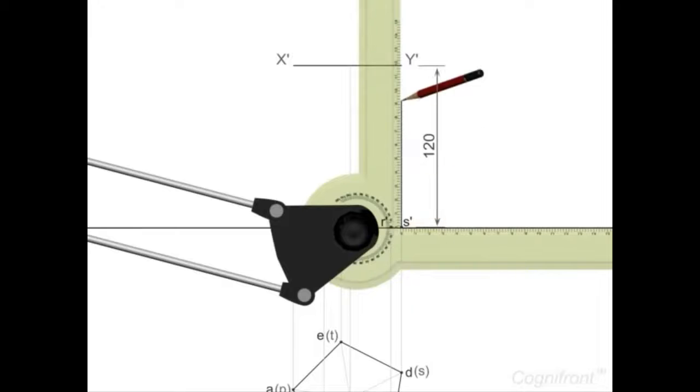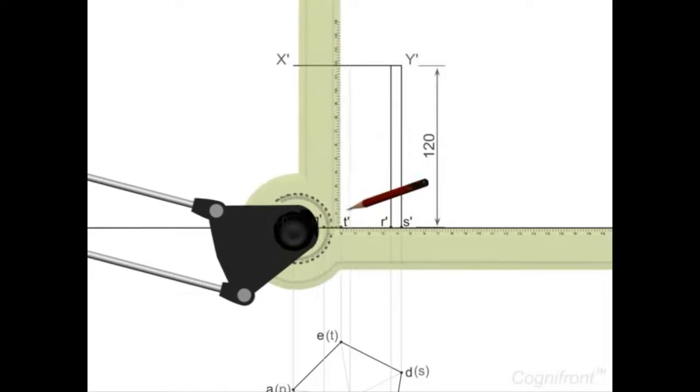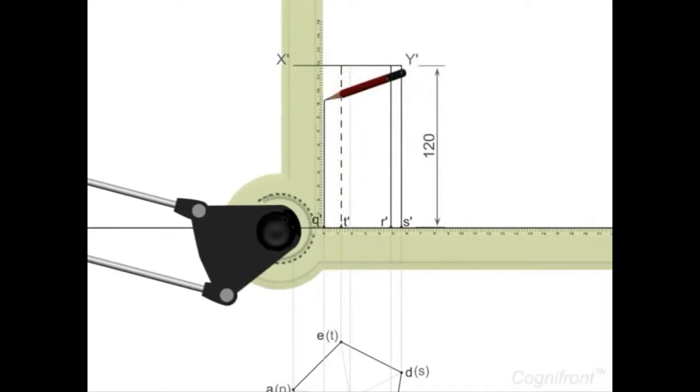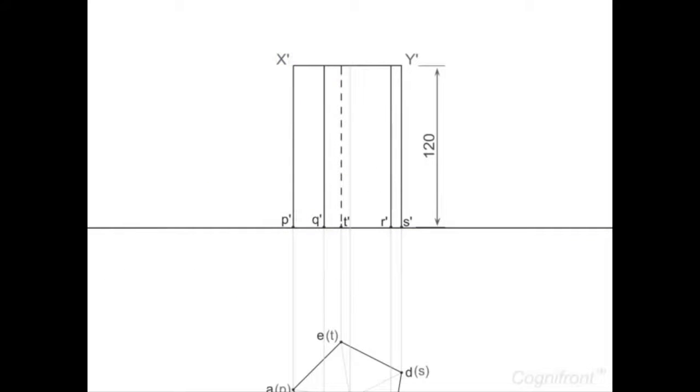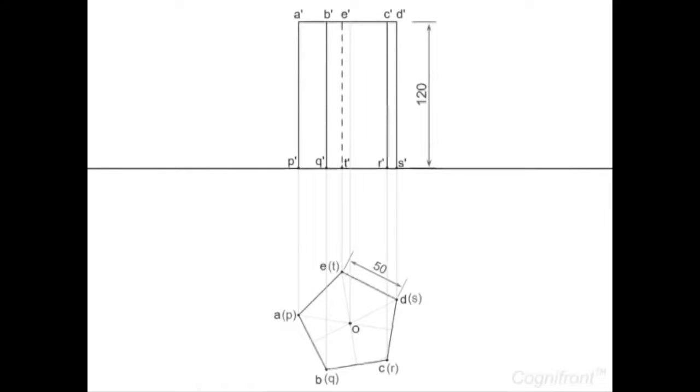After that, project the base points vertically to intersect line X dash Y dash at points A dash, B dash, C dash, D dash and E dash. Here A dash, B dash, C dash, D dash, E dash is the top face of the prism in front view. So here we are with a complete view of the given pentagonal prism.